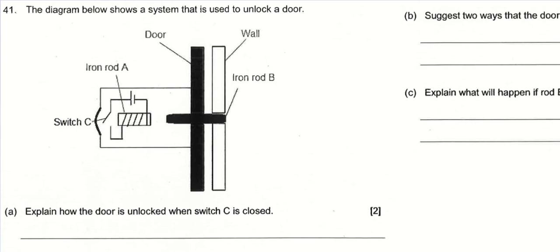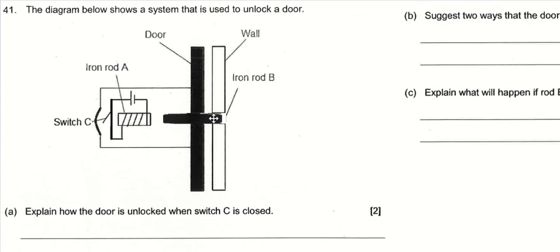Okay, so question 41, the diagram below shows the system that is used to unlock a door. You can see that there's a switch here that if you connect it, it closes the circuit. Once electricity flows through the coil, iron rod A will get magnetized, and when A is magnetized, it will pull this iron rod back to the magnet. So this iron rod will be pulled to the magnet like that, and then you can open the door, right?